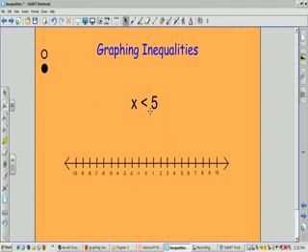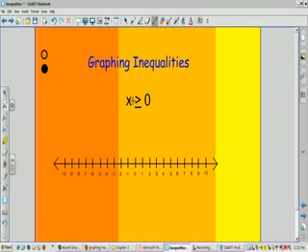All right, so we'll find our 5. Because it's not including the 5, we're going to use the open circle again. We don't want to include 5. We want to show everything that's less than 5. So then we'll draw our arrow, and the direction we'll go is to the left this time. Everything less than 5, and we'll draw a big arrow at the end to show that it continues on forever. That'd be x less than 5.